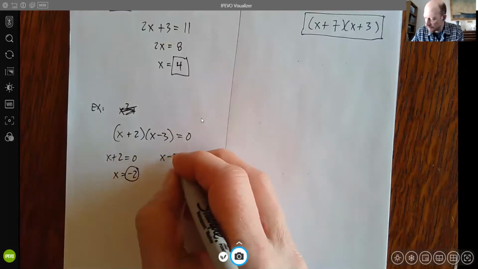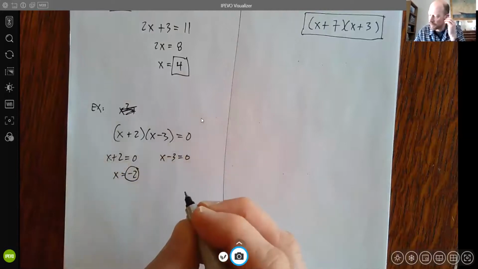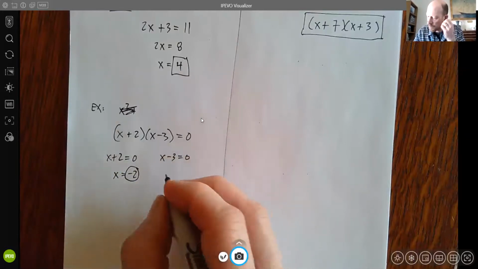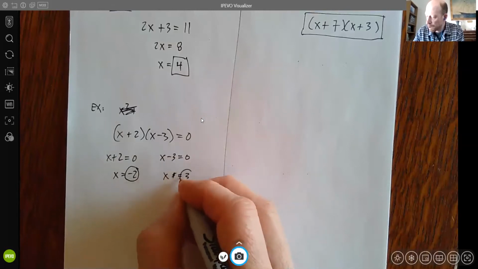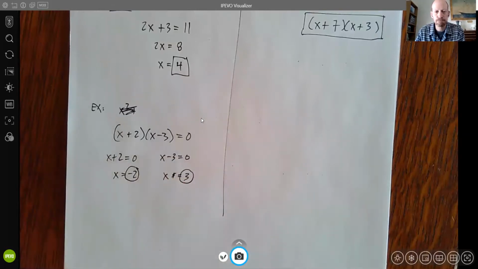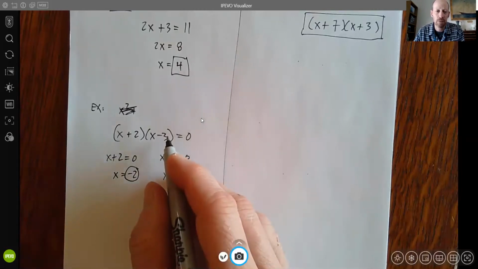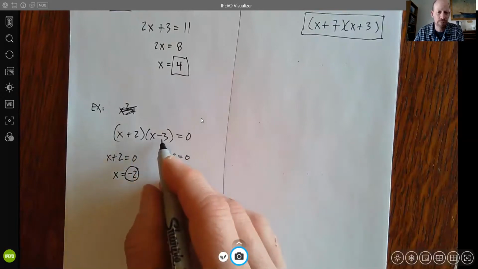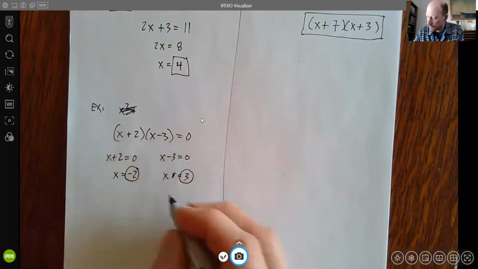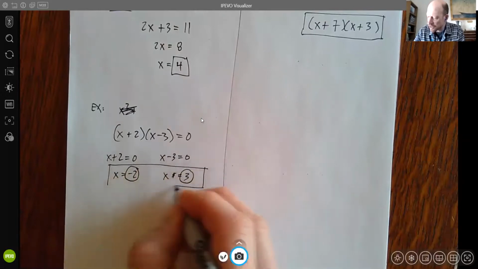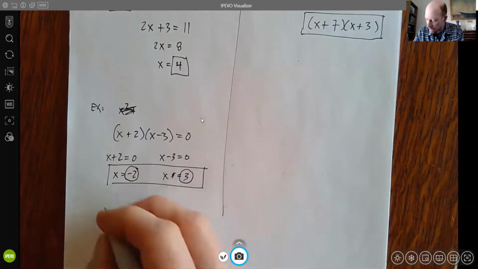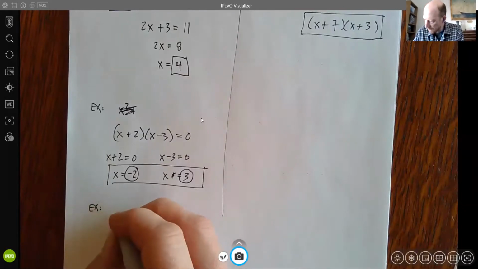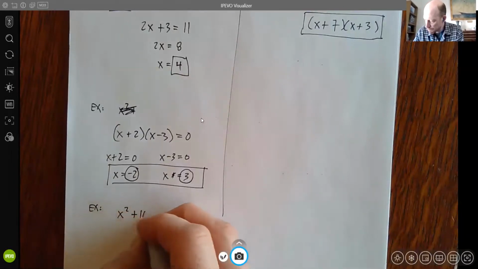And the same strategy can work here, right? X minus 3 equals 0. That means x has to equal 3. Again, if you go back and check, you can see that works. This is going to be 5, but it's going to be multiplied by 0. So what I get out of that equation are these two solutions. Okay. Now, what if I gave you an equation like this?